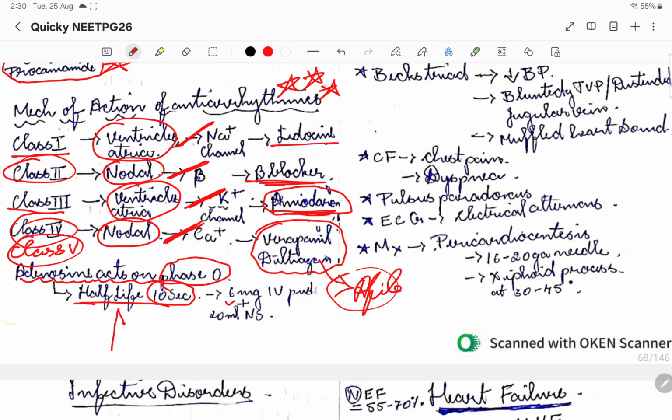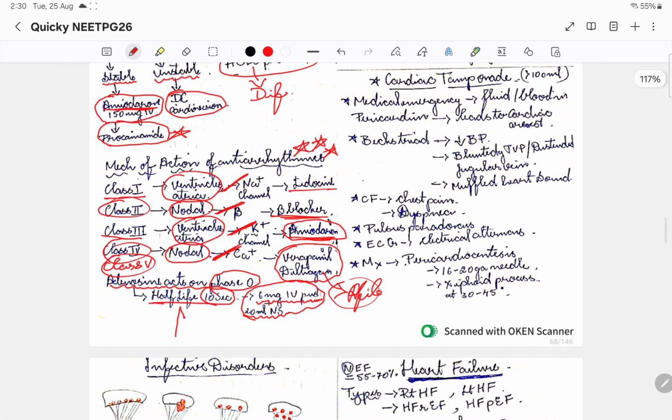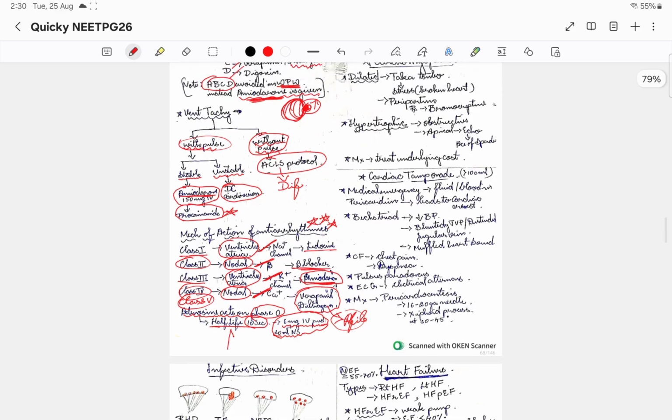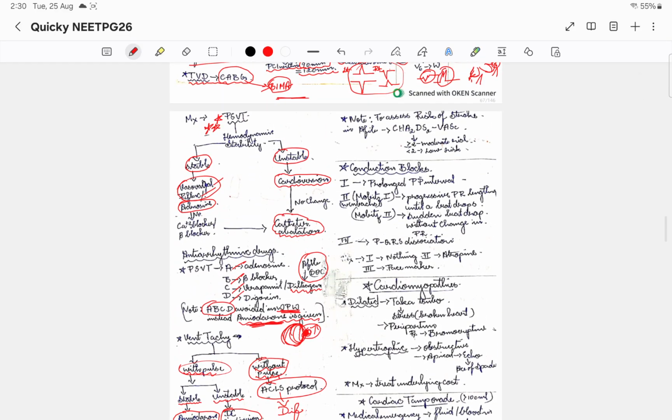So the dosage will be 6 mg IV, with 20 ml NS is the dosage that we give. So 6 mg IV push is what we are going to do, with 20 ml NS. Okay, so this is the thing with respect to antiarrhythmics.